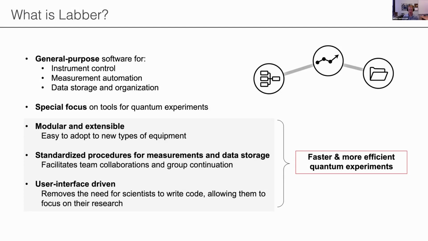Different kinds of instruments of different vendors and different types. There's a standardized way for doing measurements and storing data, which makes it easier for people to collaborate and share data between group members. And finally, the software is mainly driven through a user interface, which simplifies adoption and makes it easier to set up and run experiments. And all these things together combine to make it easier and faster to do quantum experiments.